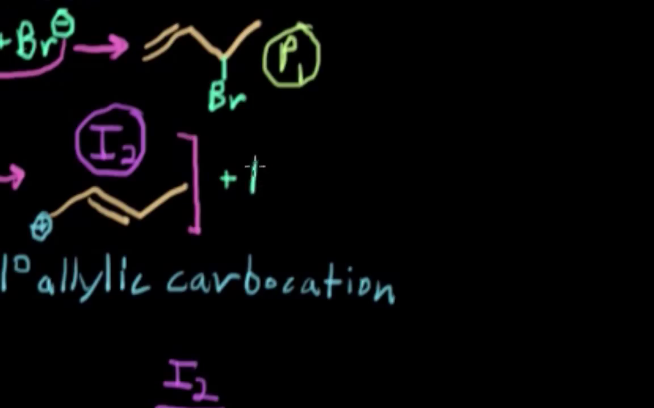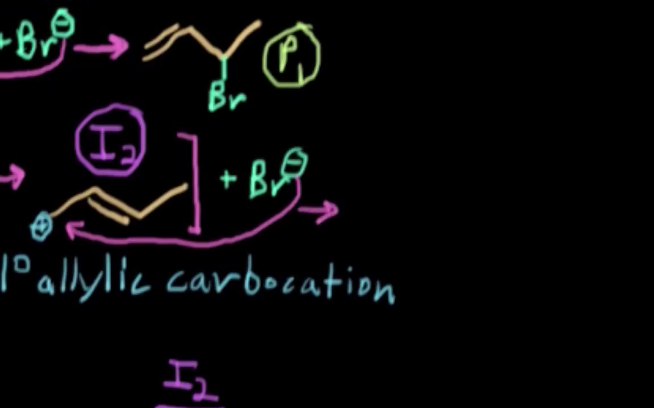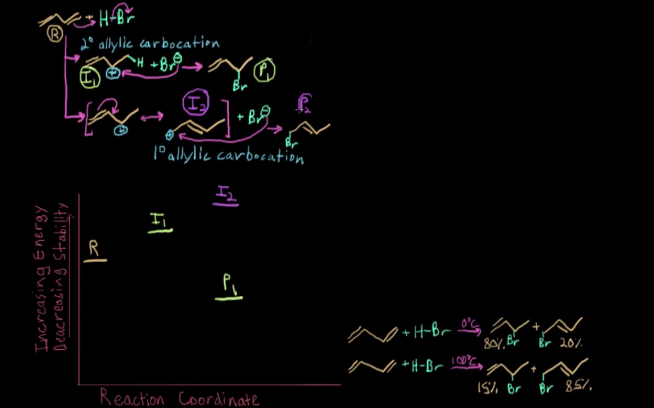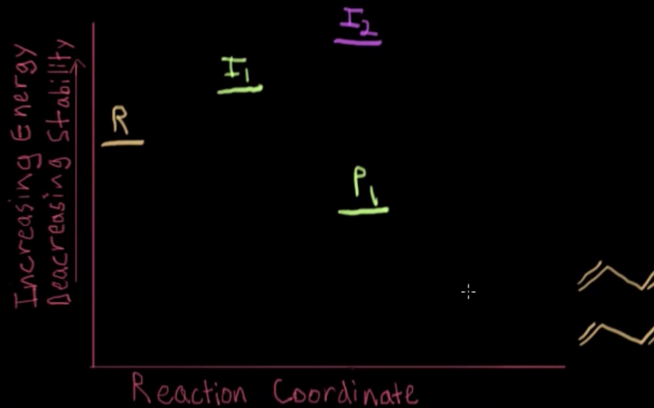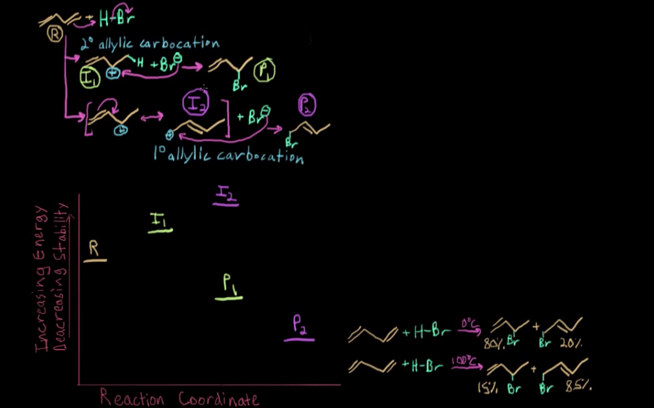Again, we have our bromide ion, and the pair of electrons that give it that negative charge attack the positively charged carbocation, and we get our second product, which again has the double bond between carbons 2 and 3, and then the bromine at carbon 1. I'm going to label this as P2 for product 2, and product 2 has an energy that is all the way down here, let's say. So now we have the mechanism for how we got to our 2 products through 2 intermediates from the same starting materials.